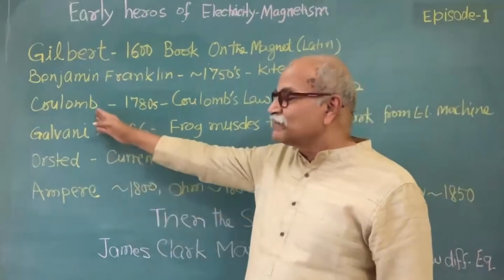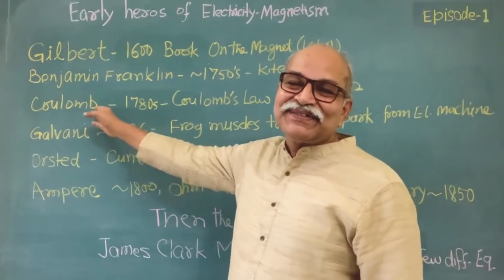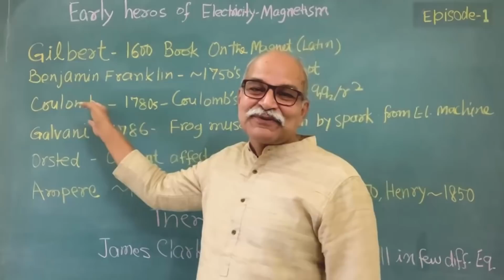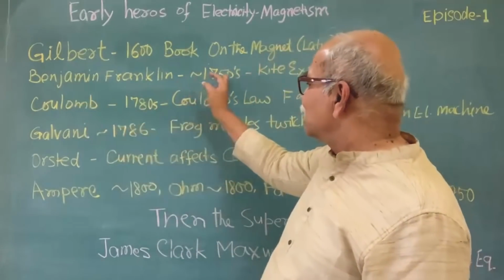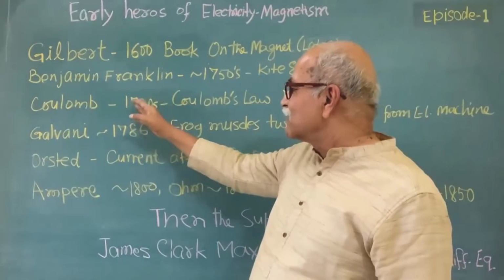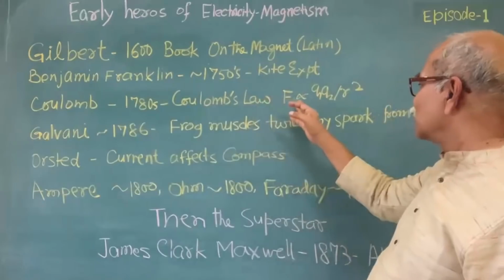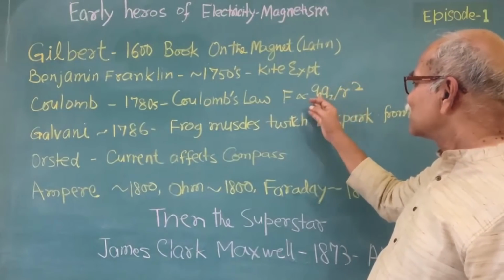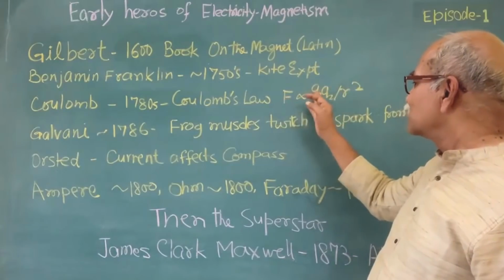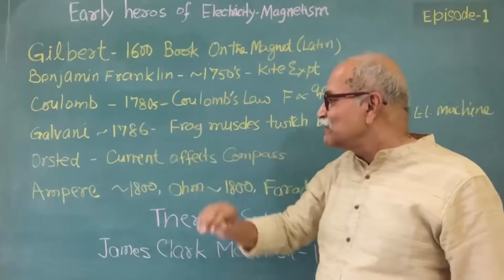Then Coulomb's law. Everyone knows what Coulomb's law is: Q1 Q2 by 4 pi epsilon naught R square. This time is also the middle 18th century, where he formulates that if we have two charges separated by some distance, then the force is proportional to Q1 Q2 by R square. That is known as Coulomb's law. So that is this timeline.